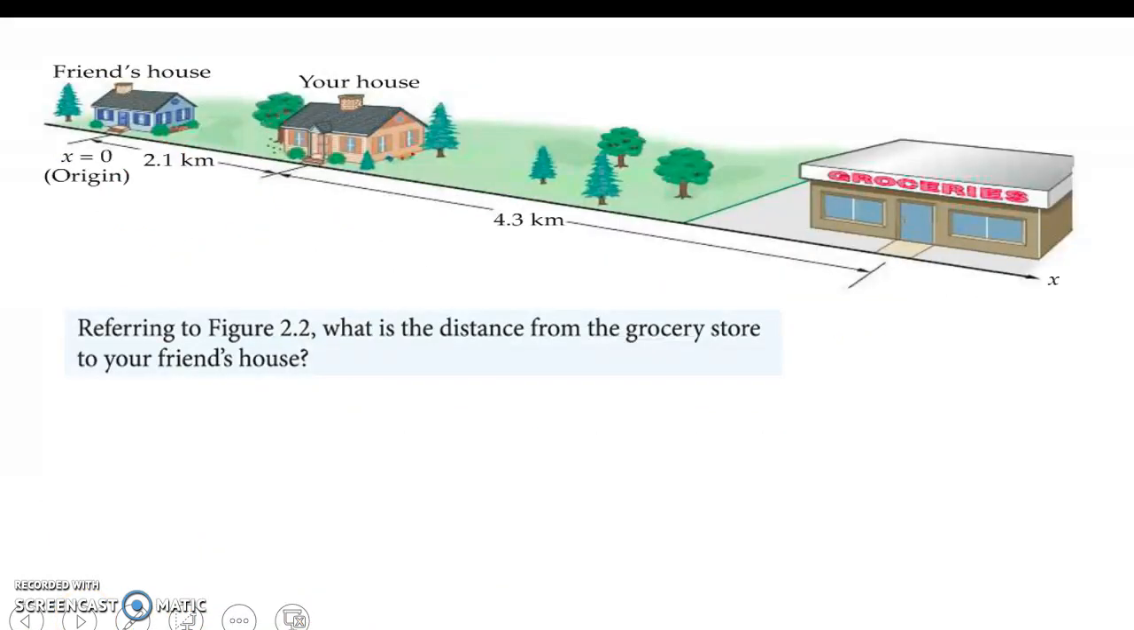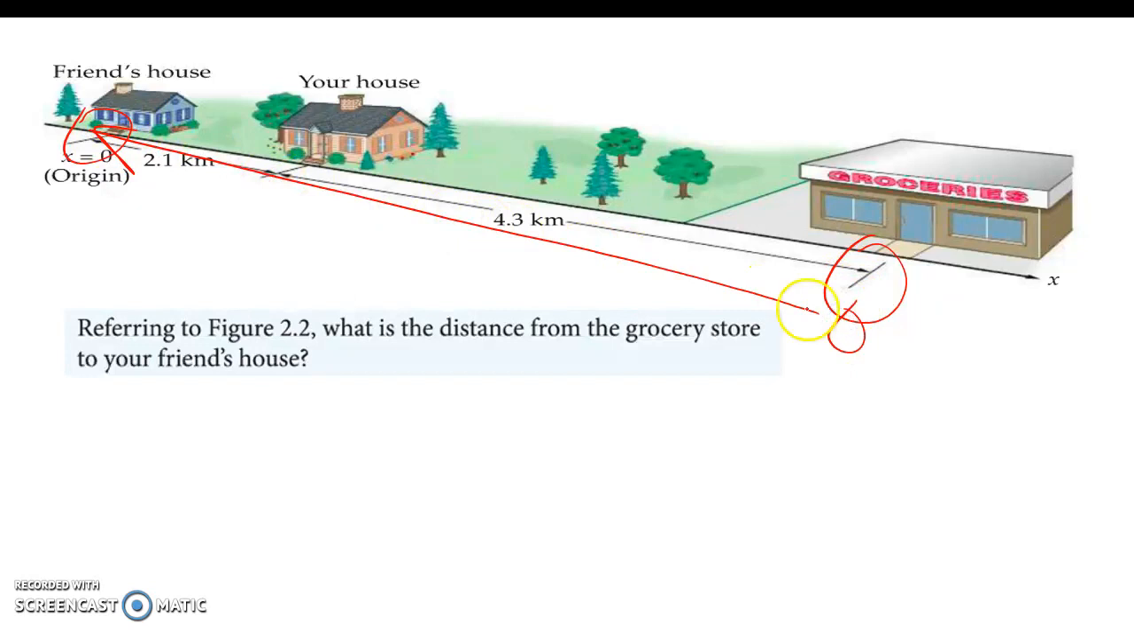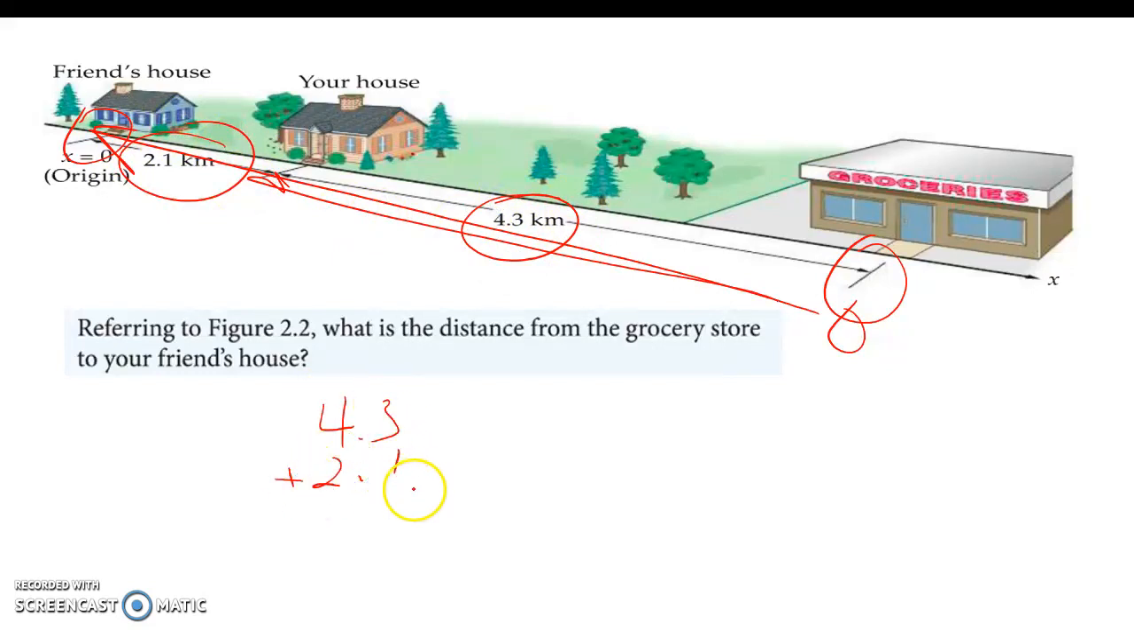So let's get an example here. So here's our figure 2.2. What is the distance from the grocery store, here, to your friend's house, which is here? So we're going to walk in this direction, okay? Our origin will be here. We'll call this 0, and we'll travel this way. So to our house, it's 4.3. From our house to our friend's house is 2.1. So we're just going to take 4.3 plus 2.1. 6.4 meters is the distance. Always choose an origin.